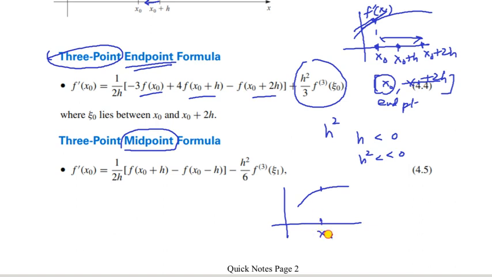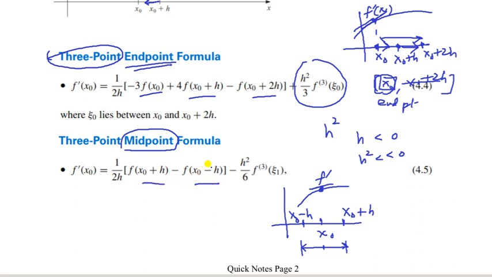We are using 3 points, but 1 point is taken on the left and 1 point is taken on the right. So this point is x naught minus h. This point is x naught plus h. So instead of taking both points on the right and x naught becomes the end point, here x naught is in the middle. You see, it's the midpoint. X naught is in the midpoint of your interval. So we call it midpoint formula. And here, when you compute the derivative at this point x naught, it does not use x naught. It only uses x naught minus h and x naught plus h. You see, x naught minus h, x naught plus h.